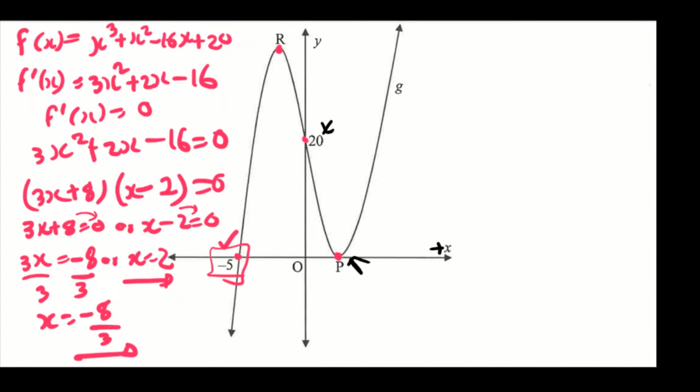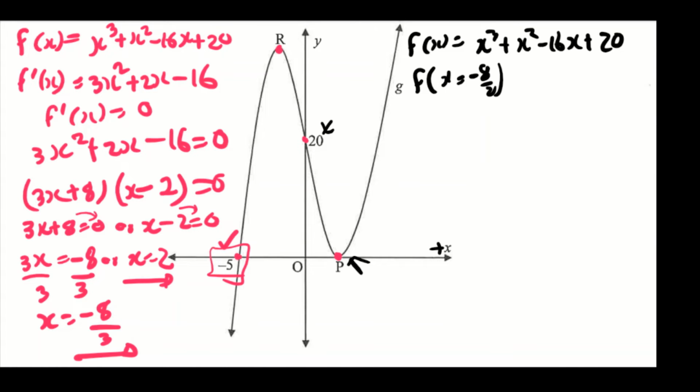Then we want to substitute into our function f. So f of x equals x cubed plus x squared minus 16x plus 20. So we're going to substitute our x of minus 8 over 3. Why am I substituting this value and not x equals 2? It's because x equals 2 is positive, and it's telling me that the turning point for this one, of which I know the y value here is 0, right? So if I were to indicate the turning point for this one, it's simple. I'm just going to write 2 here and 0. So this turning point is finished.